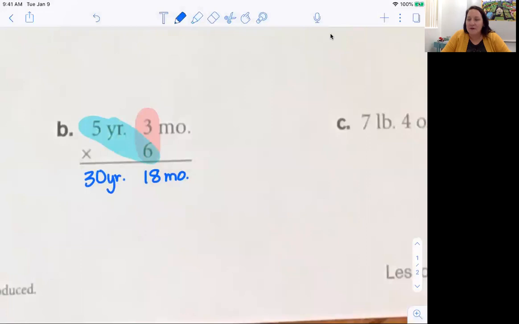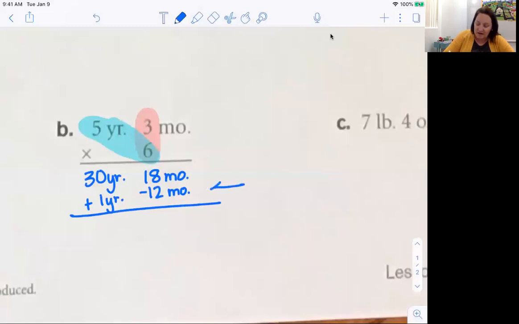Now, how many months are in a year? 12. 12 months in a year. How many groups of 12 can I take out, or can I exchange for a year? One group of 12 I can take out of 18. So I'll add that year and subtract the 12 months that I've converted. All I did here was trade 12 months, or subtract 12 months, and add 1 year. 18 minus 12 is 6 months. 30 plus 1 is 31 years.